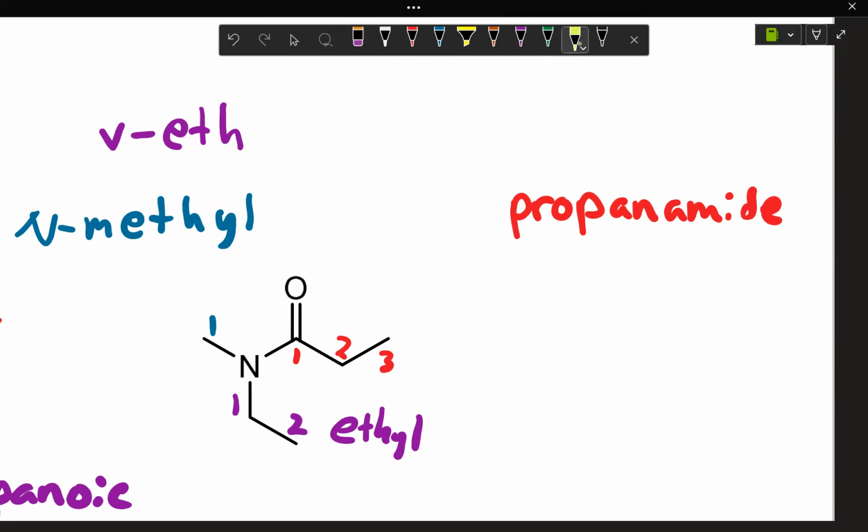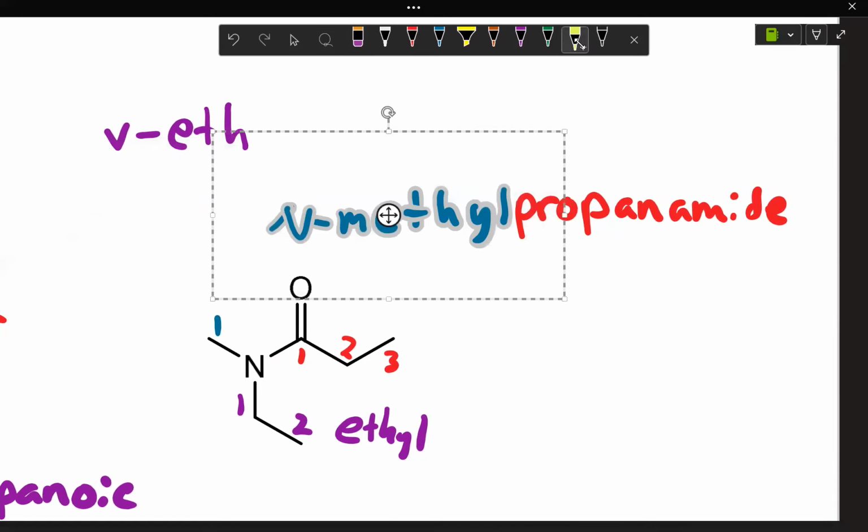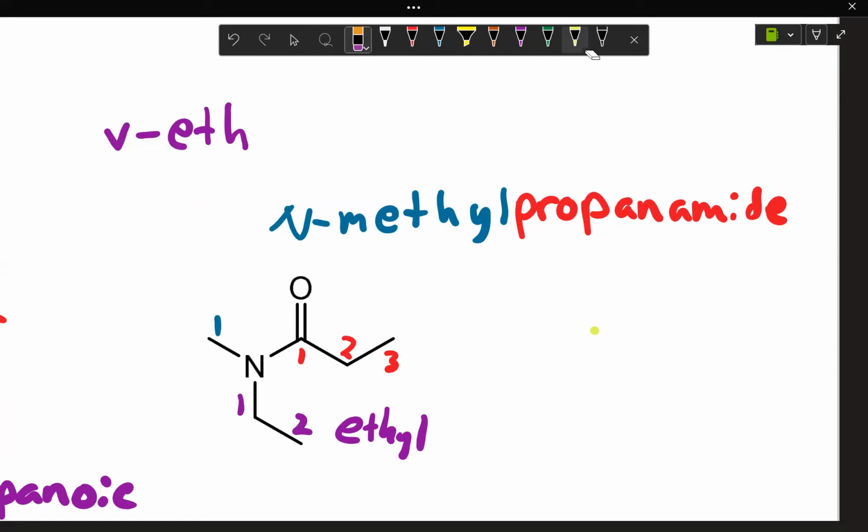That did not end up working. That's okay. At least this one is working. Okay, I'm just going to rewrite it. So then the ethyl should come before the methyl because of alphabetical order, of course.